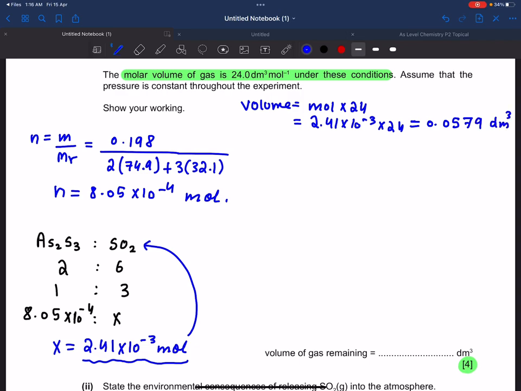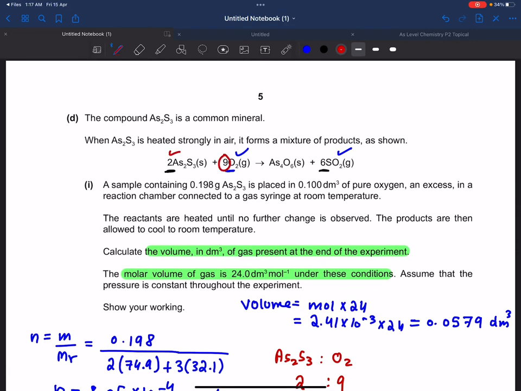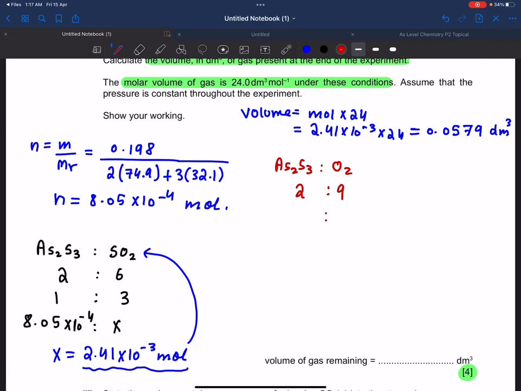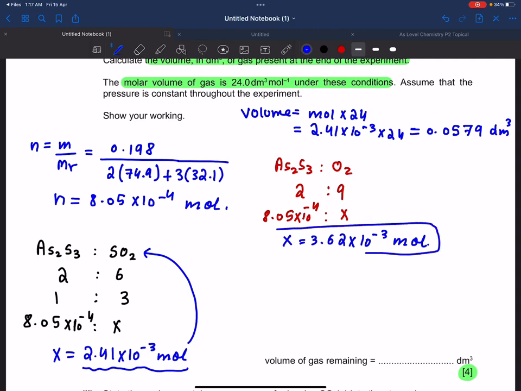Now you're going to apply the ratio of As2S3 to the ratio of oxygen. That ratio is 2:9. Now apply the same method: if it is 8.05 times 10 to the power minus 4, there will be x. Cross multiply, and your x will come out to be 3.62 times 10 to the power minus 3 mole. This is the moles of oxygen that reacted.